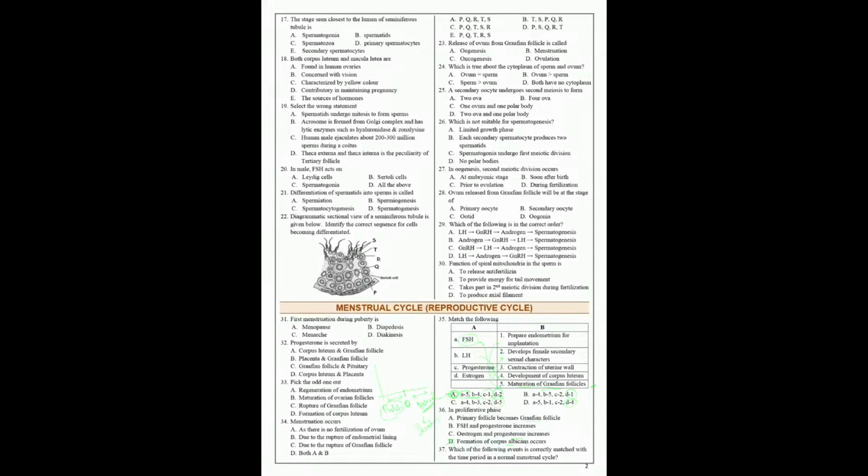The follicles will develop, and this is the point where ovulation occurs, the follicular development. So the primary follicle becomes Graafian follicle is the correct answer. FSH and progesterone increase is wrong. Progesterone will not increase because progesterone will increase in the secretory phase. Estrogen and progesterone increase, no, progesterone will not increase at all. Formation of corpus albicans, no. So the first option will be the correct answer.